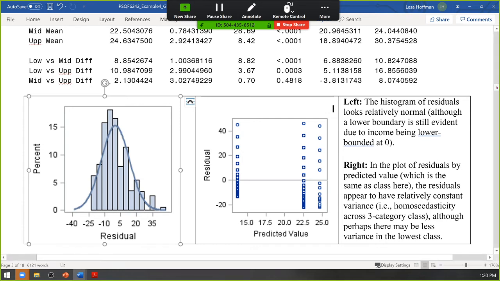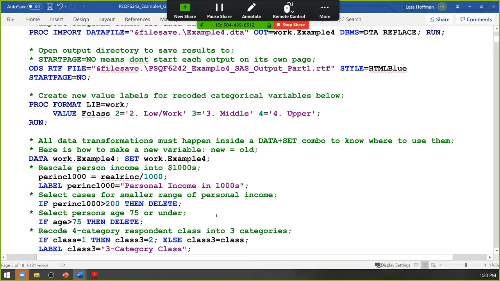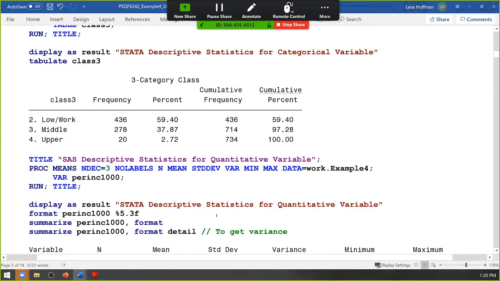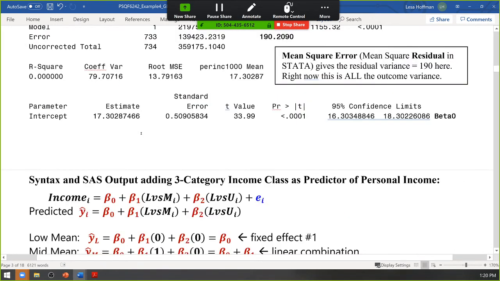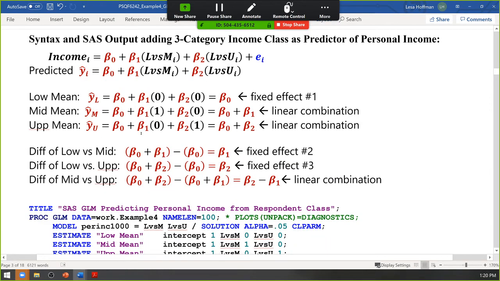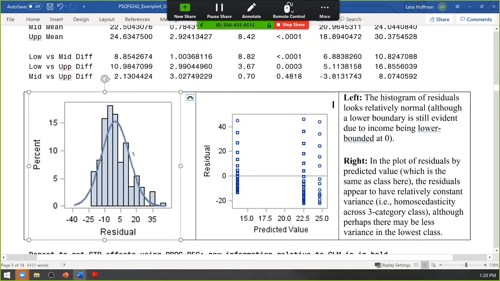Let me scroll back up to the original outcome picture that I made. We had looked at this last time and seen that it was positively skewed. Okay, so this is the original outcome variable of personal income. It's bounded at 0, it's positively skewed. What's left of it, meaning the residuals for this outcome after being predicted by class, is right here. Much more symmetric, still a little bit of skew here, but the model explained a lot of the higher cases.